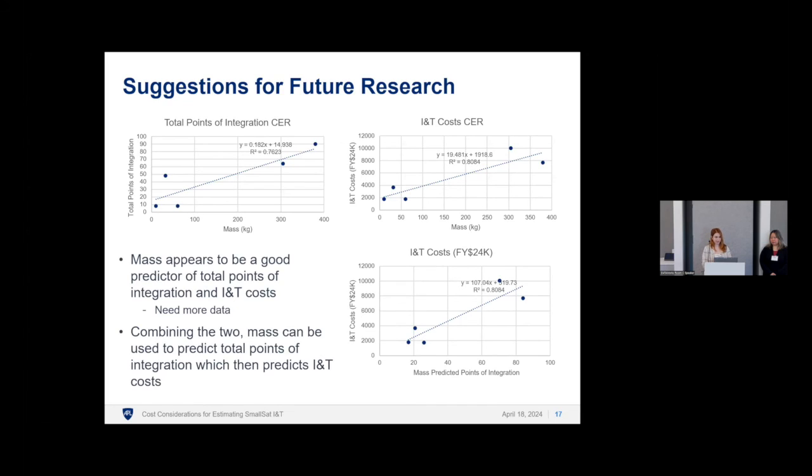And finally, looking at mass as a predictor of total points of integration and INT costs. So in the upper left, you can see mass predicting total points of integration with an R squared of 76%. And then in the top right, mass predicting INT cost at 81%. And then if you combine these two in the bottom right to have mass predict points of integration and have that then predict INT, you also see an R squared of 81%. So something we plan to continue working on as well.